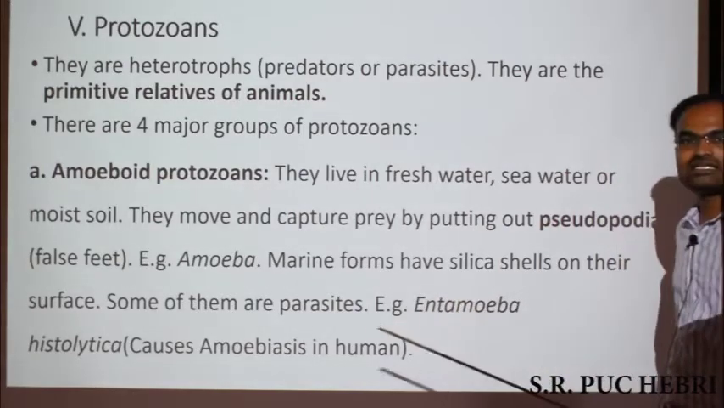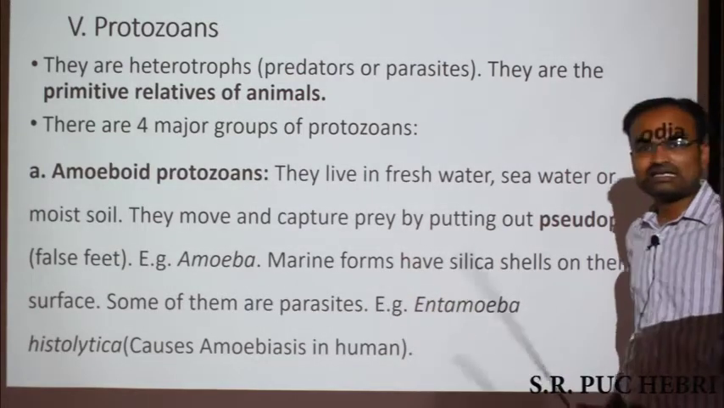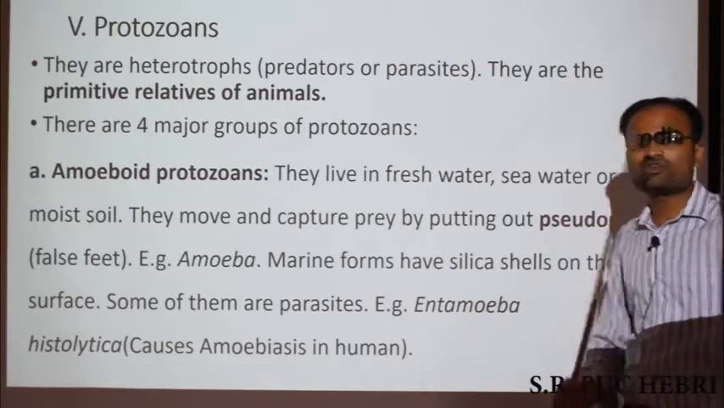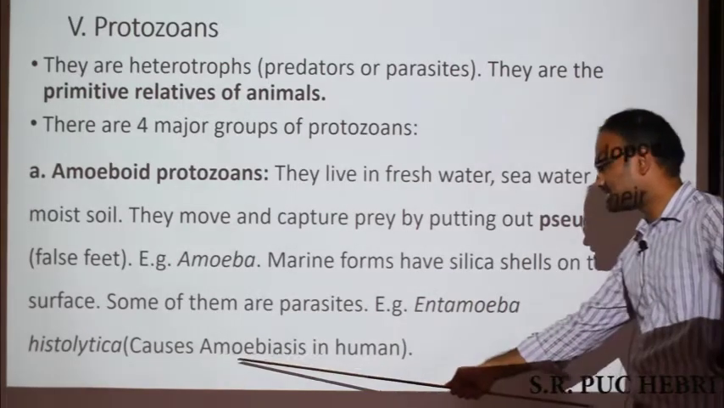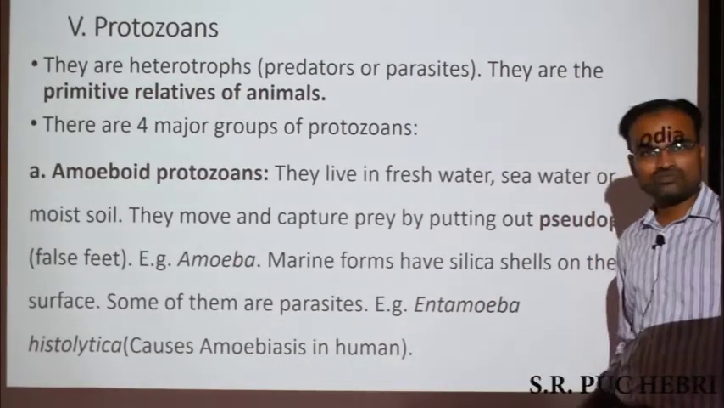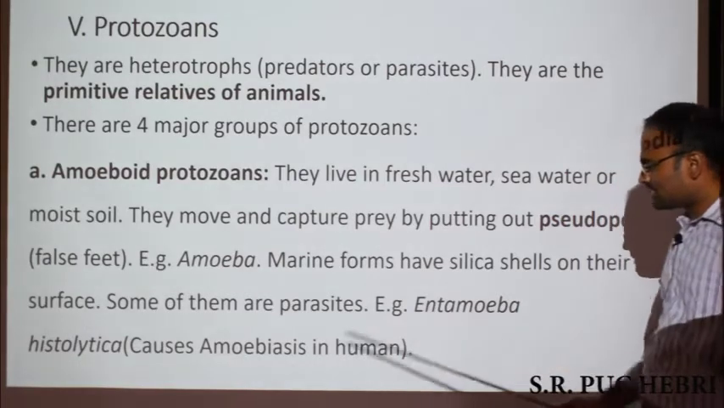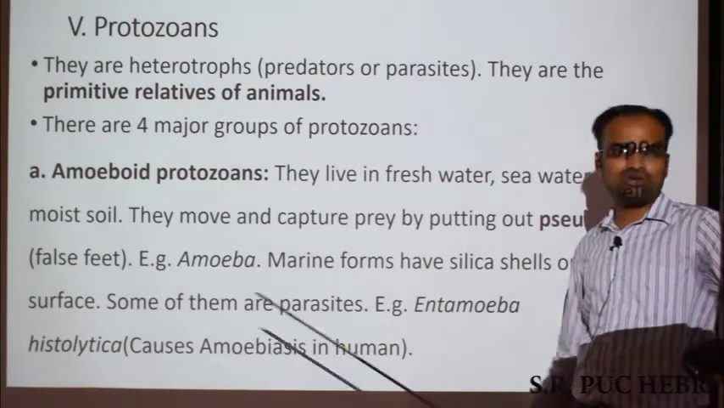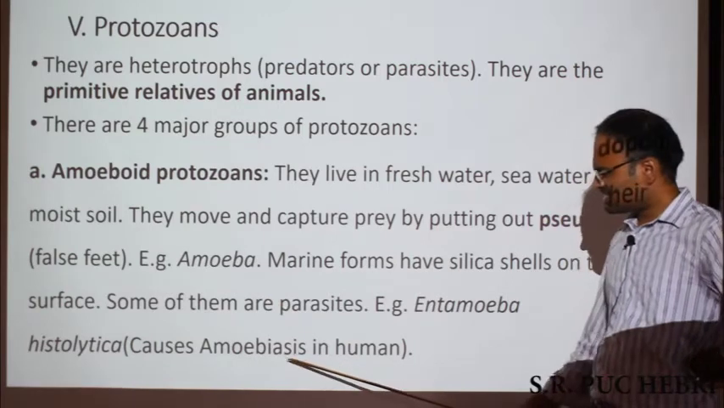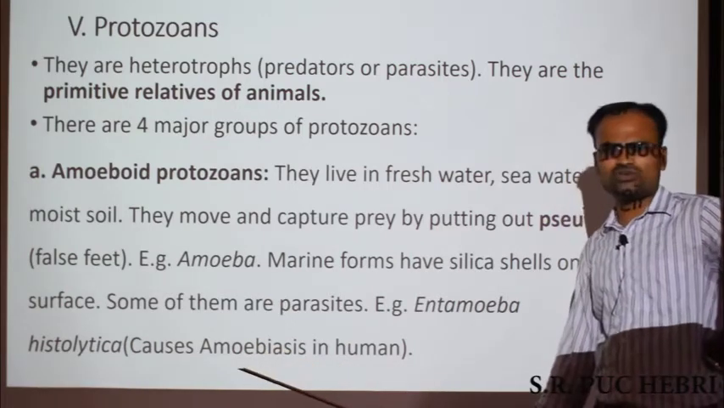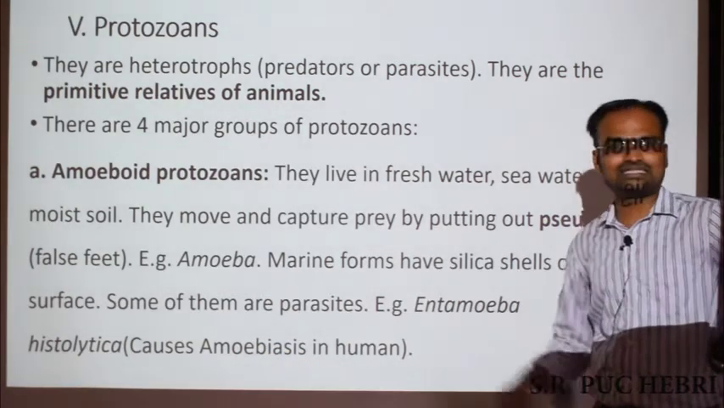But this Entamoeba histolytica is a parasite. Especially in the case of human beings, it is causing a disease called amoebosis. Okay, Entamoeba histolytica causes a disease called amoebosis. Amoebosis, in common words, we can call it a severe dysentery.